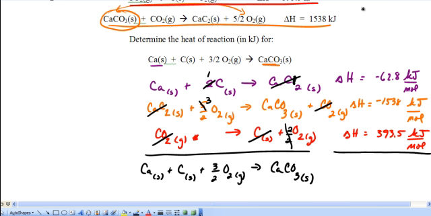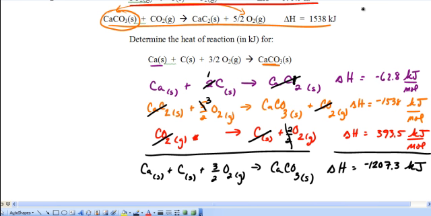And then the delta H for this reaction will simply be the sum of all those steps. So you have a negative 62.8 plus a negative 1538 plus 393.5, and it looks like we have a negative 1207.3 kilojoules per mole. I'll just write it as kilojoules because it's assumed to be per mole of reaction.